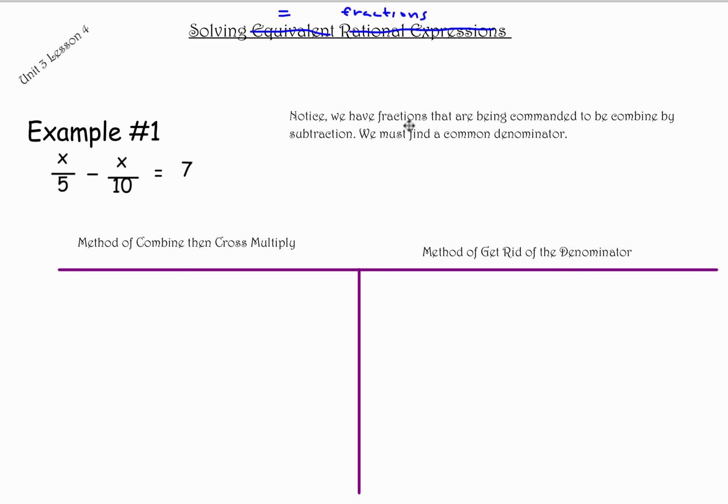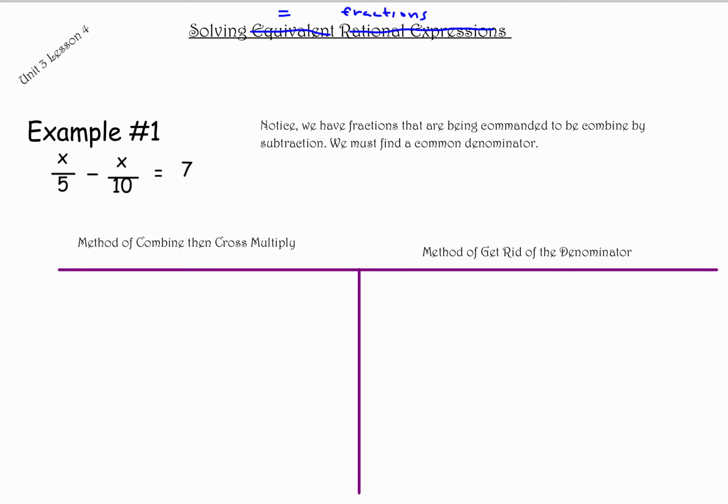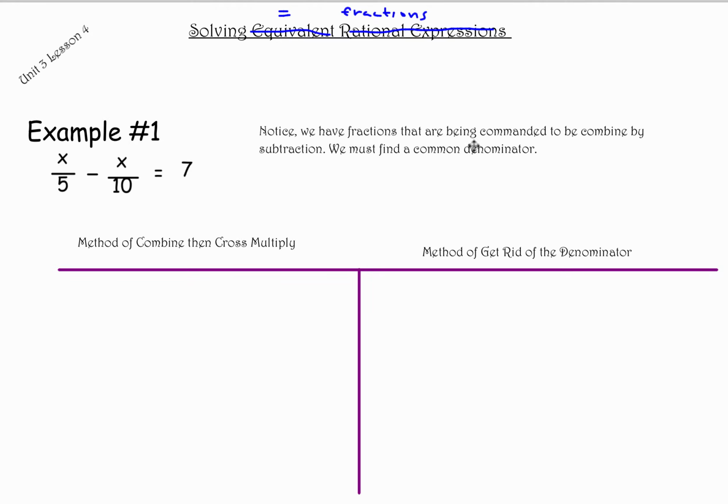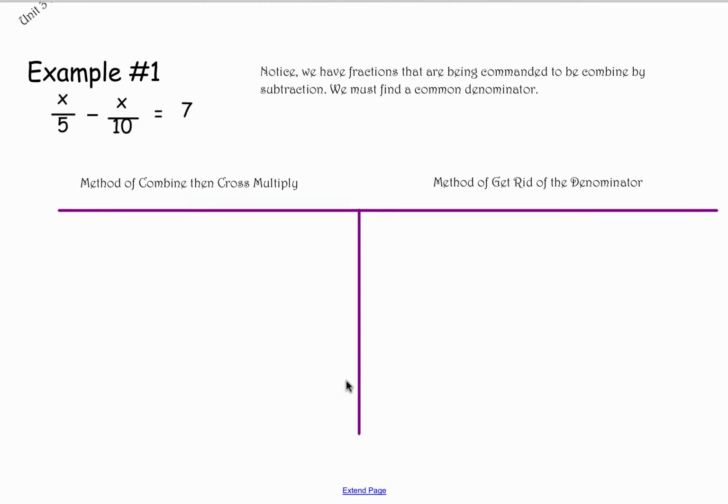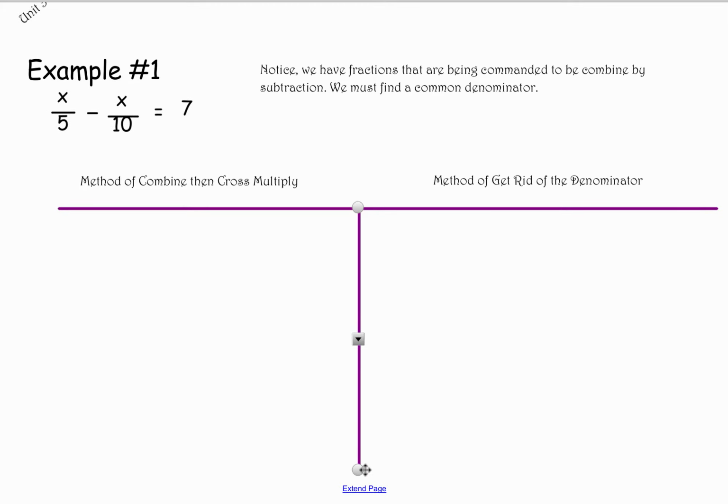So notice we have fractions that are being commanded to be combined by subtraction. Usually we must find a common denominator. Well, I'm going to show you 2 ways to solve fractional equations. There is no one way to do it. Sometimes I'll cross multiply, and sometimes I'll use this get rid of the denominator. It all depends on which version looks easier based on the problem. So I'm going to show you both.